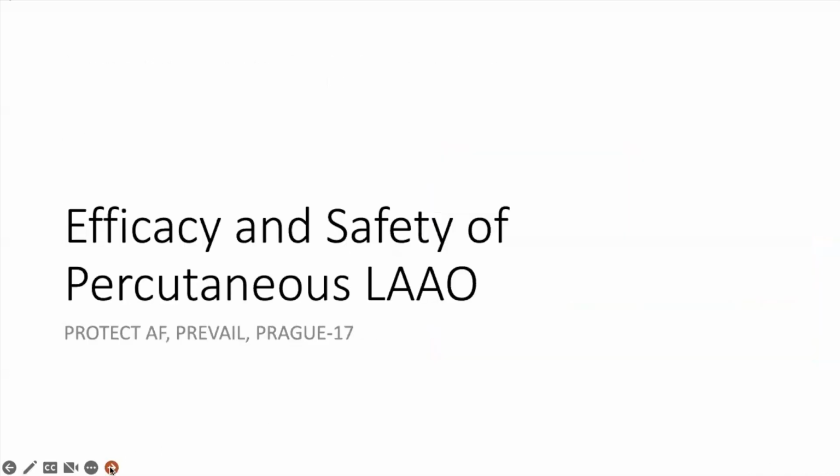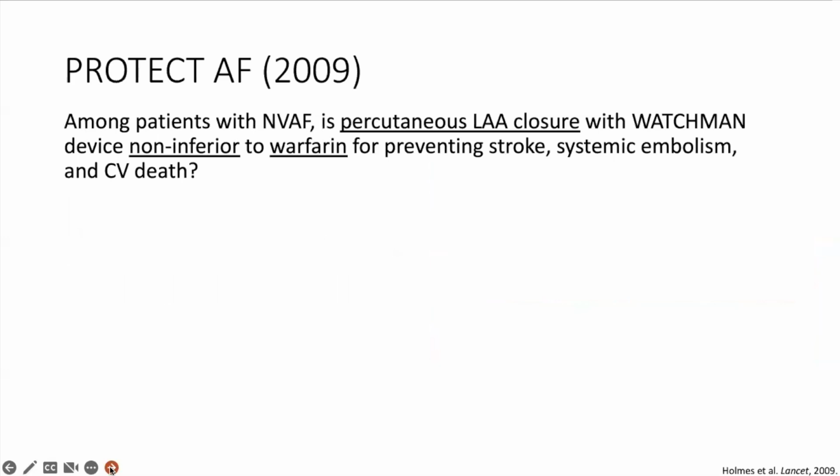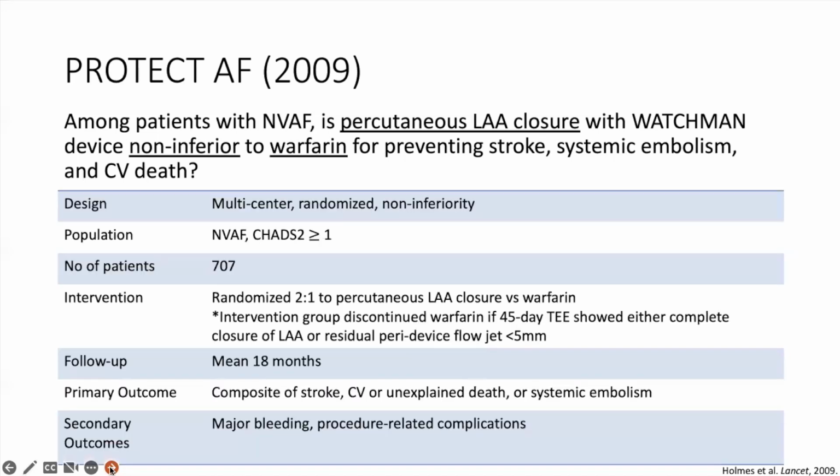So briefly, I wanted to talk about some of the evidence for left atrial appendage occlusion. Why is it that we do this procedure? So the first big trial looking at this was the PROTECT AF trial in 2009. And this asked the question among patients with non-valvular AFib, was closure with a Watchman device non-inferior compared to warfarin? And so they randomized 700 patients, 2-to-1 to left atrial appendage closure versus warfarin.